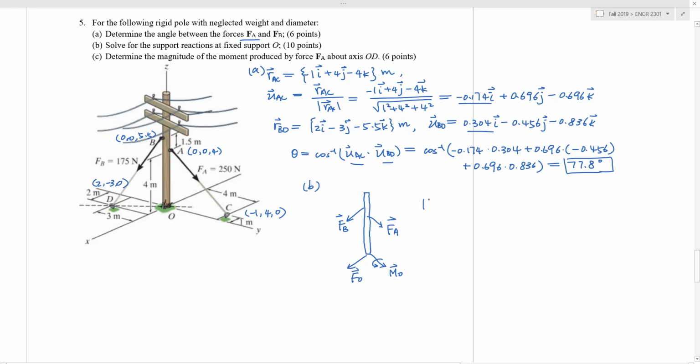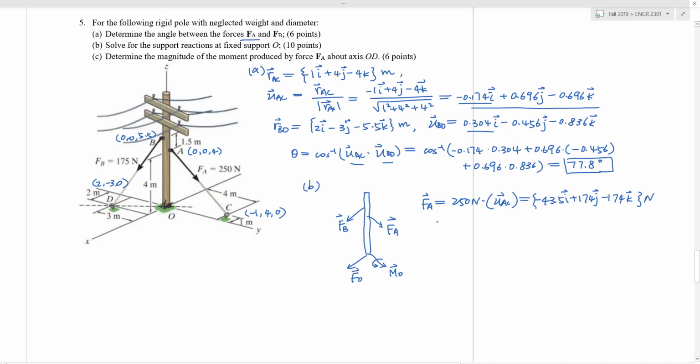Your FA equals your magnitude of 250 Newton multiplied by your unit vector UAC. So as a result, you multiply the 250 Newton to each term of your UAC, and that's going to give you a negative 43.5i plus 174j minus 174k Newton.